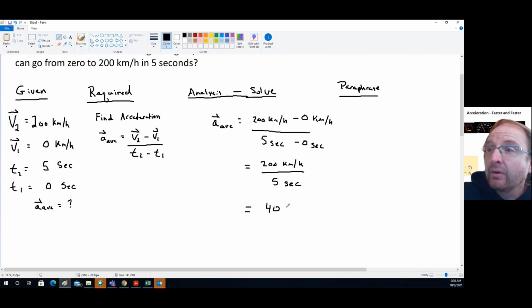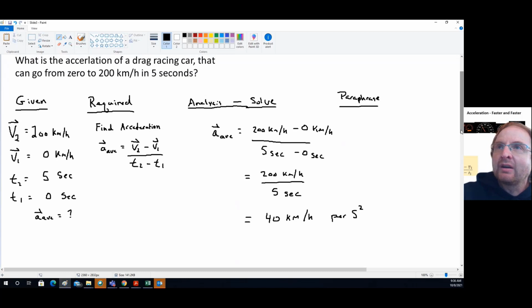Now there's a proper way to write that, and be careful right now. 40 kilometers per hour per second squared. This means it's not just going 40 kilometers per hour, because it obviously isn't, right? At the beginning, it was going 0, and then in 5 seconds, it's going 200K per hour. So every second, it's getting 40K quicker.